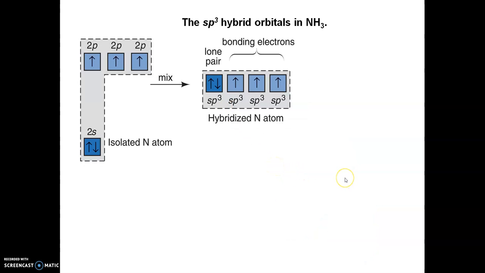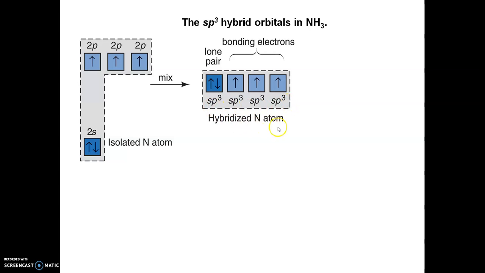Now, let's look at nitrogen doing the same thing. S2P3. So here's your S2, P1, 2, 3. Now, same idea here. If I want to form a molecule with nitrogen and hydrogen, I can mash together the S and all three P's and make sp3 hybrids, just like before. But notice now I have 1, 2, 3, 4, 5 electrons to fill in there. 1, 2, 3, 4, following Hund's rule, fifth one's got to pair up. So once again, I get 4 sp3 hybrids.